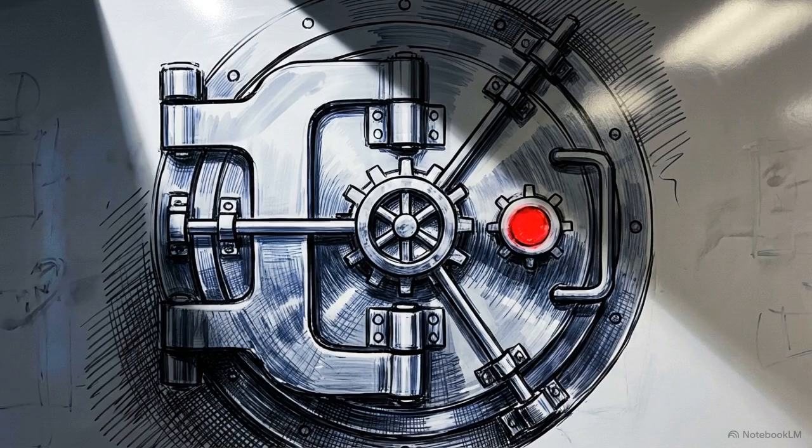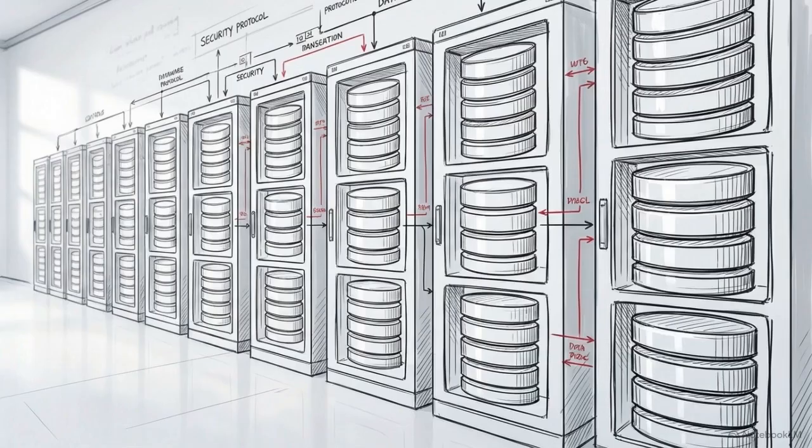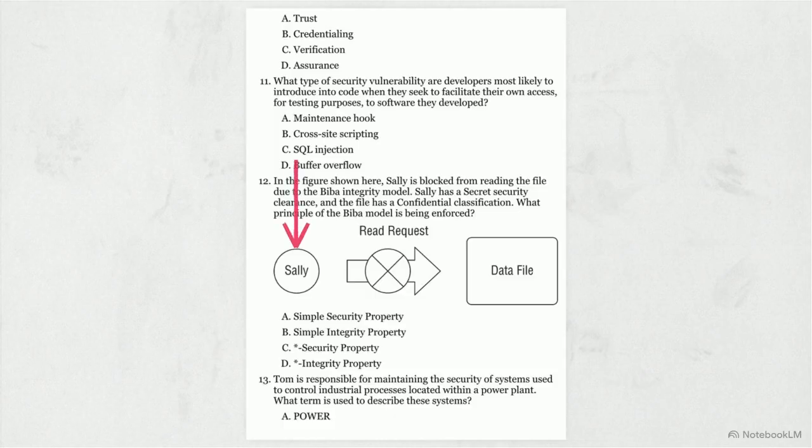Preventing leaks solves only half the problem. By pivoting our focus from protecting secrets to protecting trust, we enter the Biba integrity model. This diagram illustrates a new system state featuring a user named Sally. Here, Sally has a secret-level clearance, and the data file sits at the lower confidential level. Sally is attempting a read request, and the system explicitly blocks it.